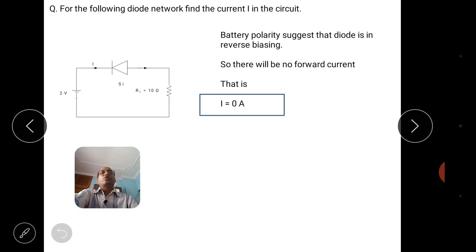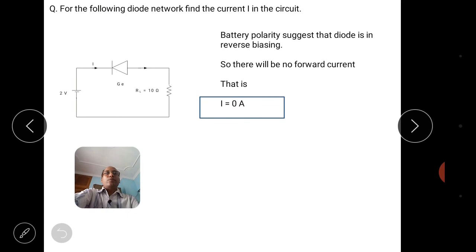Now in this question we have to find the current I in the circuit. The first step is that one should check the proper biasing of the diode. Here we see that the silicon diode is in reverse biasing because the N type is connected to the plus terminal of the battery and the P type is connected to the minus terminal of the battery. So the diode will be in reverse biasing condition, and a diode in reverse biasing condition does not allow any forward current to flow. So it is clear that I will be equal to 0 ampere.